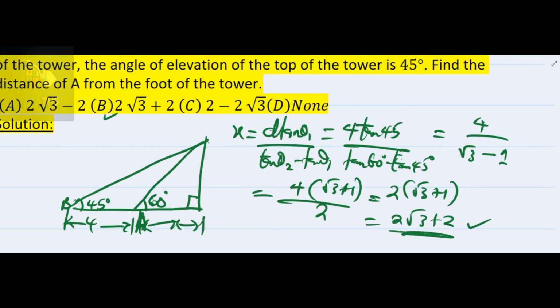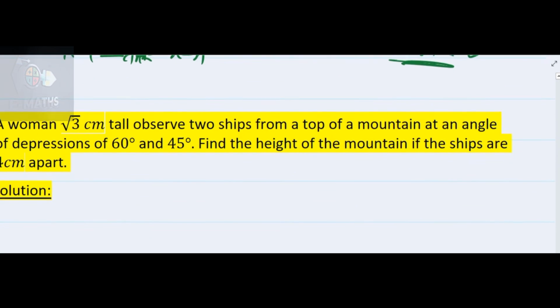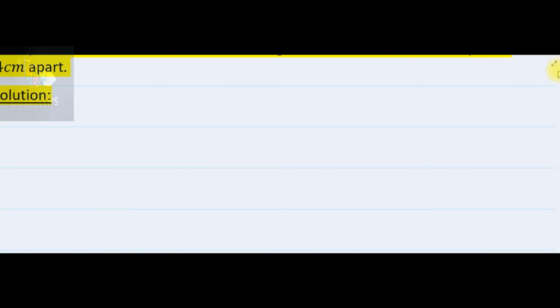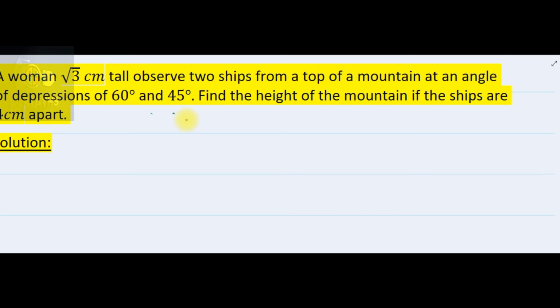So okay, the last question on this. We are given a woman root 3 cm tall who observes 2 ships from the top of a mountain at an angle of depression of 60 and 45. Okay, let's draw the diagram. So this is the woman, and she's root 3 cm tall, observing from a mountain. Let the mountain be this.